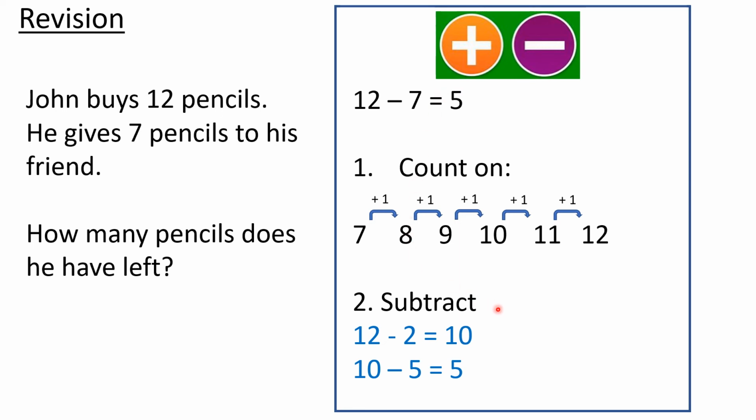The second way we could have found the answer this time was by subtracting instead. So first of all, I did 12 take away 2 because I know 12 take away 2 equals 10. That's nice and quick for me. And then I need to take away 5 more because I'm taking away a total of 7, remember? So I did 10 take away 5 to give me 5 pencils left over.